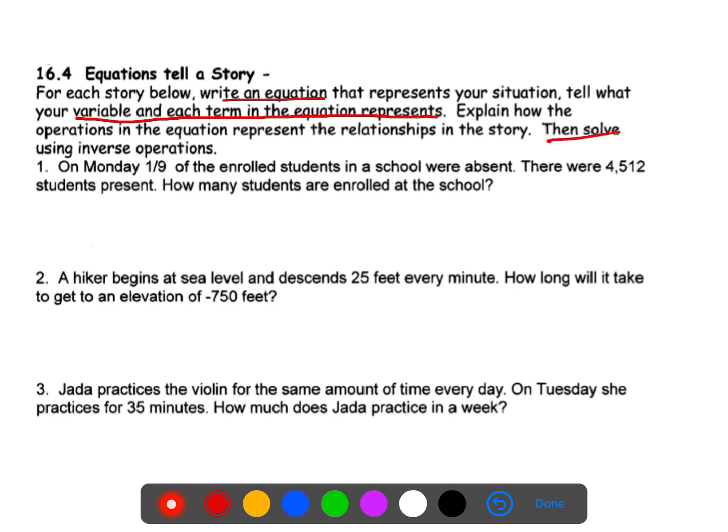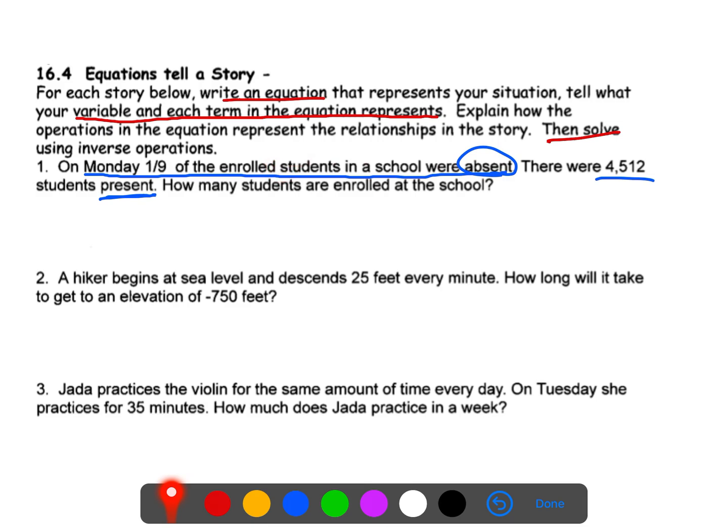Now first I'm going to think about this problem. I want to understand what's going on. We definitely have some key information here. So it tells us on Monday, 1/9 of the enrolled students were absent, missing, and 4,512 were present. So if I'm thinking about this, I know that the students enrolled at the school should be greater than this because some part of the population of the school was missing, was absent that day.